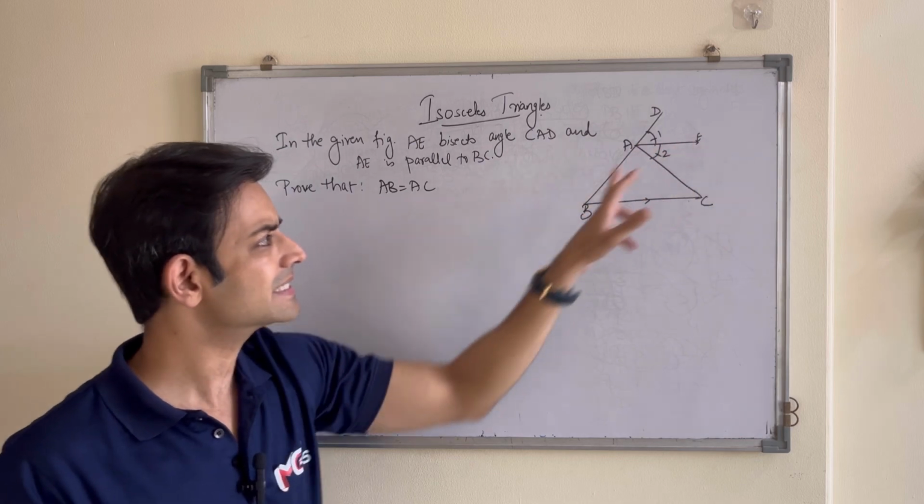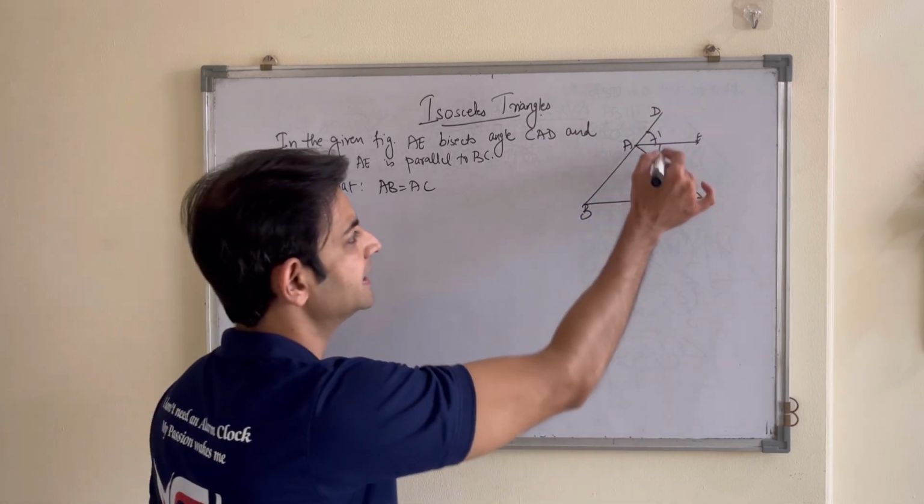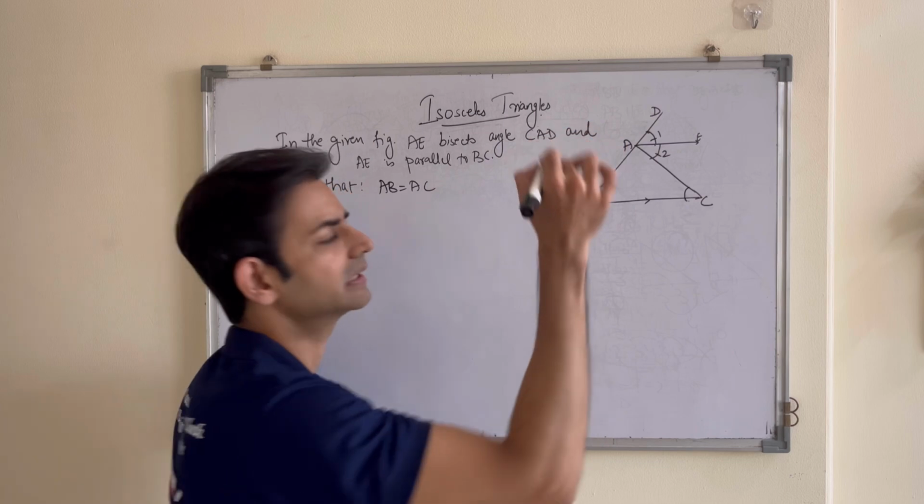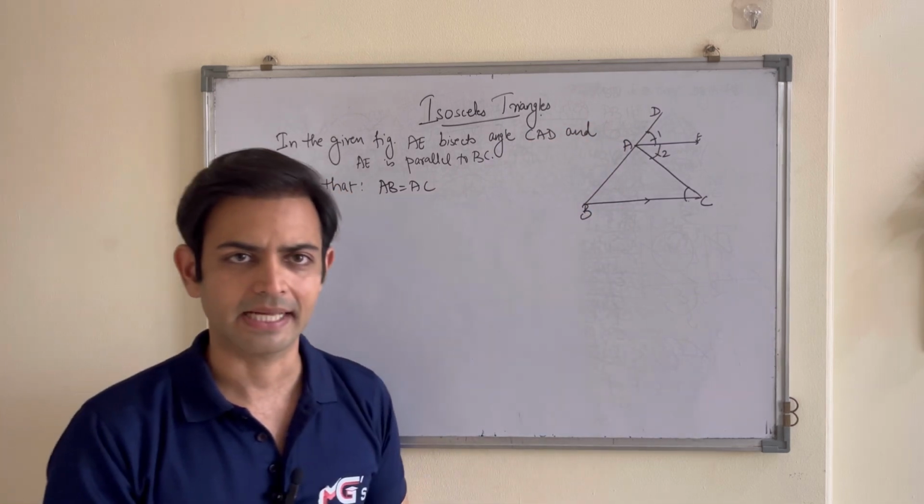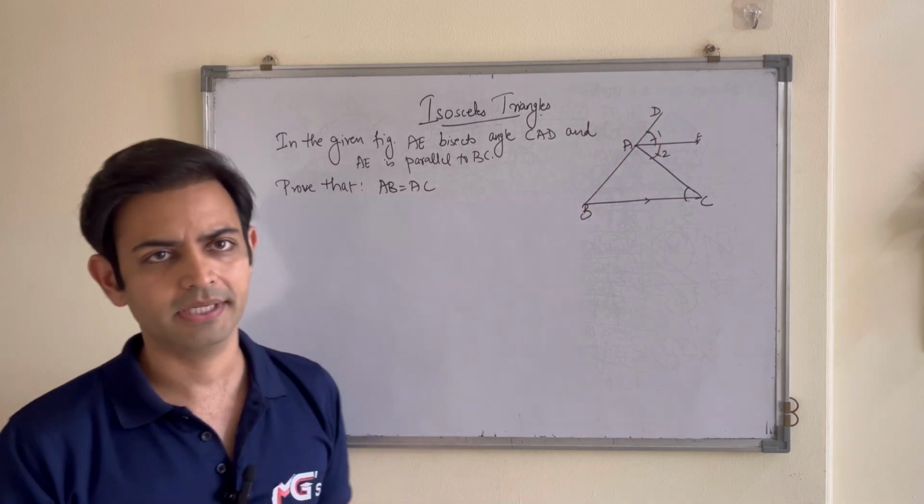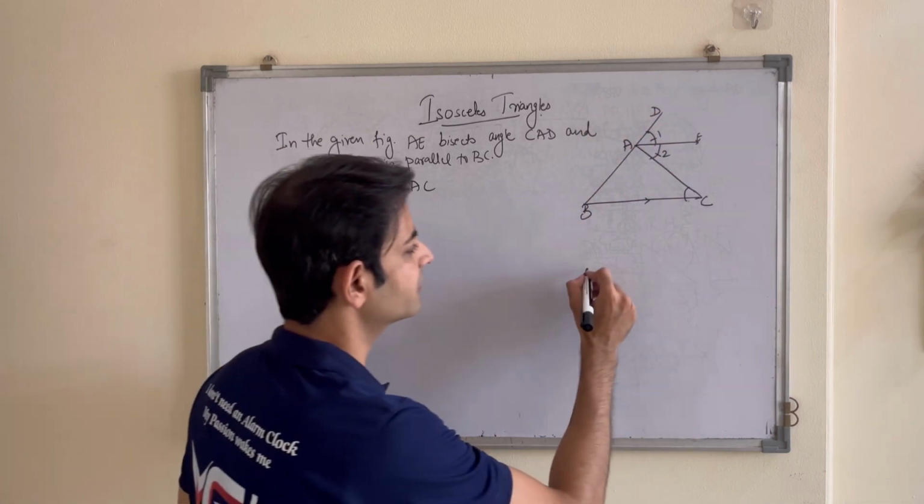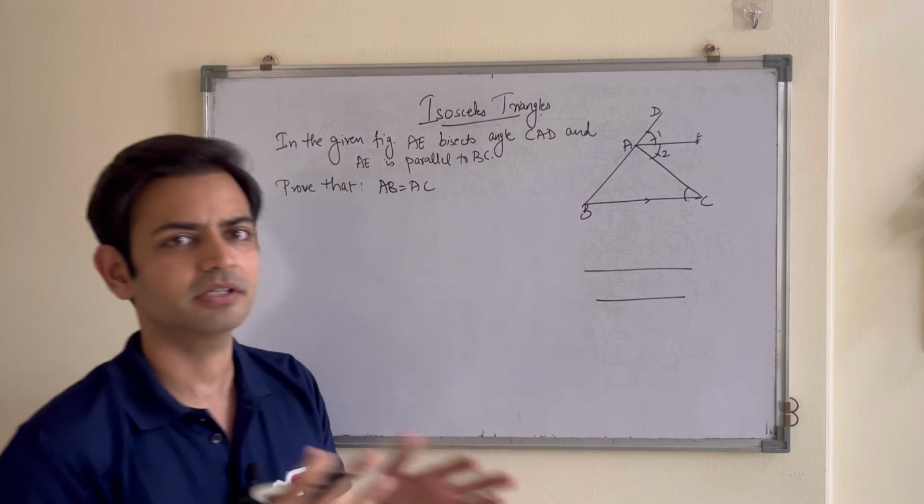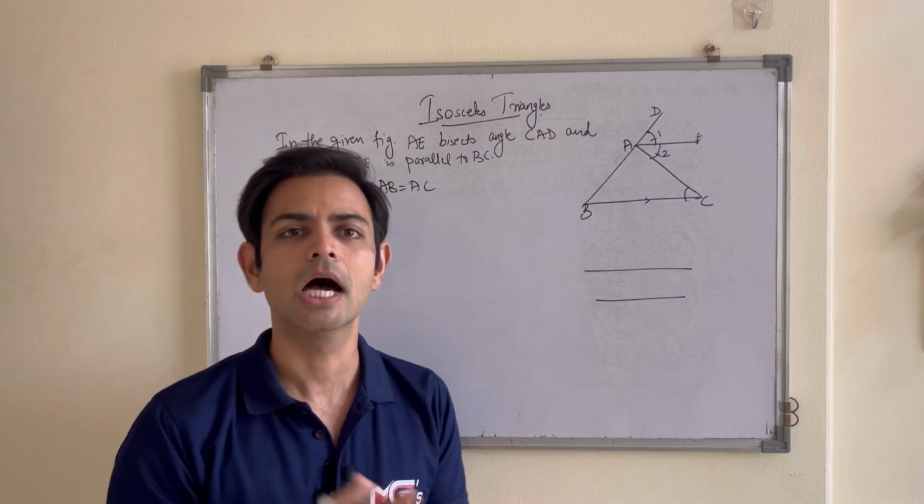Now when AE is parallel to BC, automatically this angle 2 becomes equal to angle C because they are alternate angles. And angle B becomes equal to angle 1, they are corresponding angles. I am just giving you a quick revision for the kids who have confusion with corresponding angles and the alternate angles.